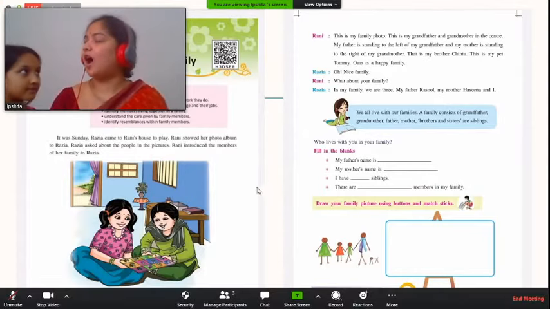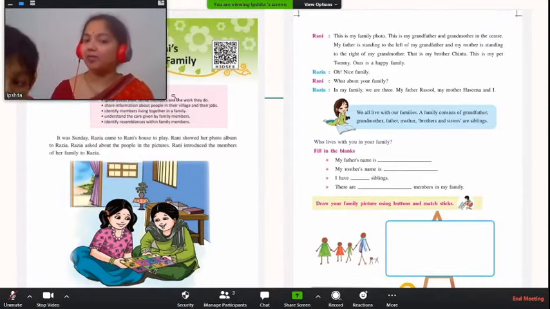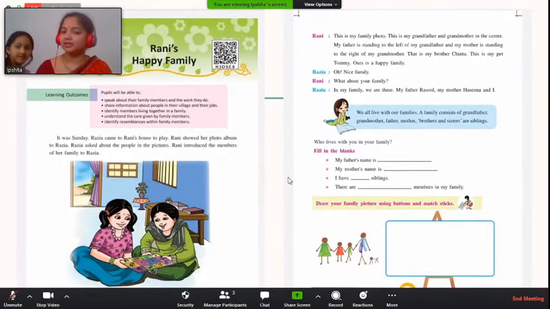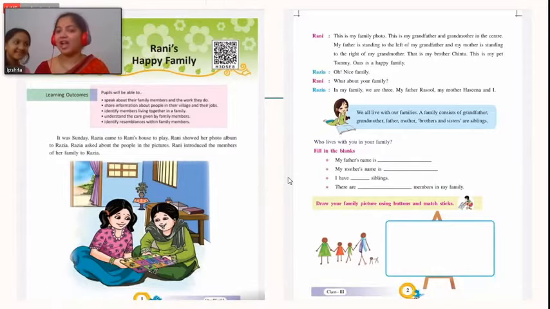So how many of you are eldest in the family? Raise your hand. Oh, many people. And how many of you are youngest in the family? Okay, very good. And how many of you are middle in the family? Middle position? Okay. And how many of you are alone? Single? Okay.